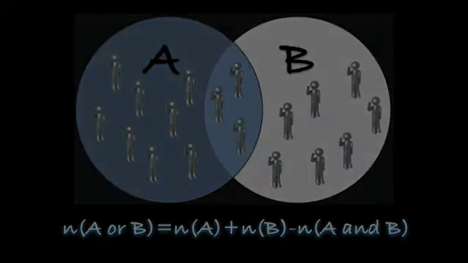Take a look at this Venn diagram. The people in silver are either in A or B. They're either in region A or region B. If we wanted to count these people, the number of people that are in either A or B, we can do this as follows. We can count everyone that's in region A. And so we'll notice that there are 1, 2, 3, 4, 5, 6, 7, 8, 9, 10, 11. There are 11 people in region A.